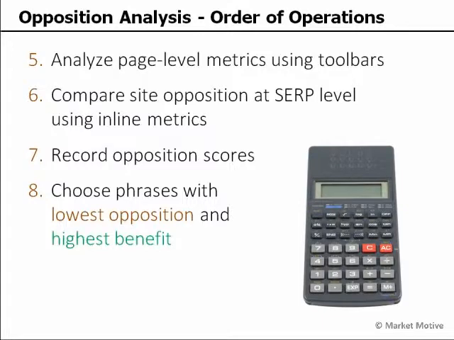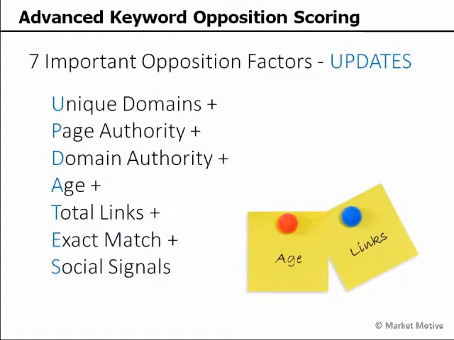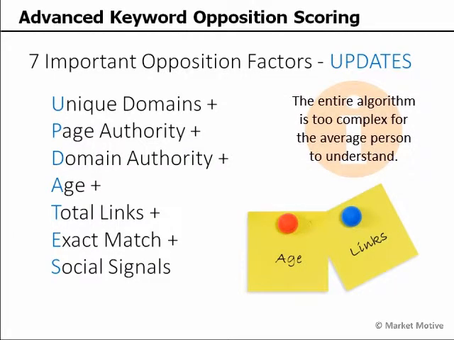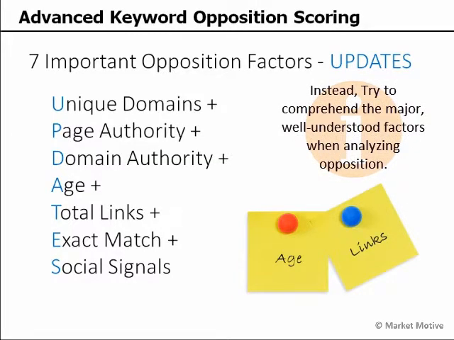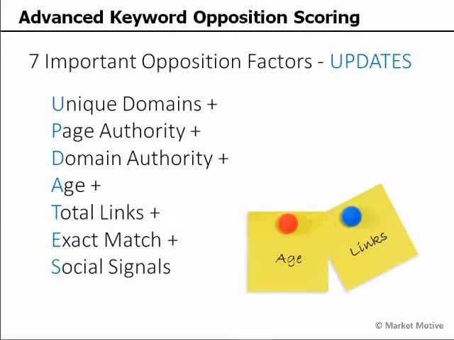Then we're going to record all of those opposition scores that we can into a spreadsheet and start combining that with our keyword data to evaluate the low opposition phrases that have the high benefit that we should be targeting. So opposition scoring becomes more complex. This could ultimately be the entire Google algorithm that we're trying to understand. But if we pick a handful of important data points like unique linking domains, page authority, domain authority, etc., we can start to get a good understanding of how difficult these keywords are going to be to rank for.